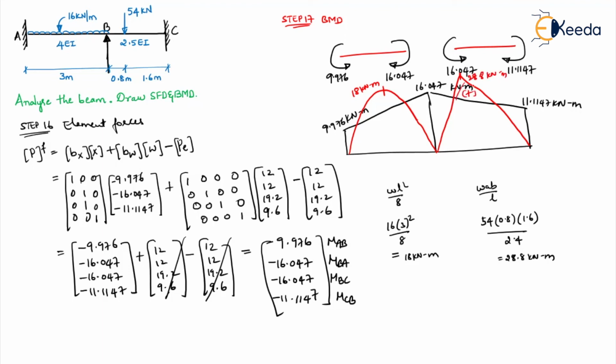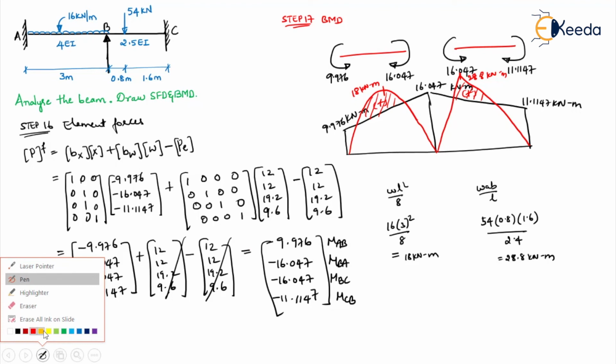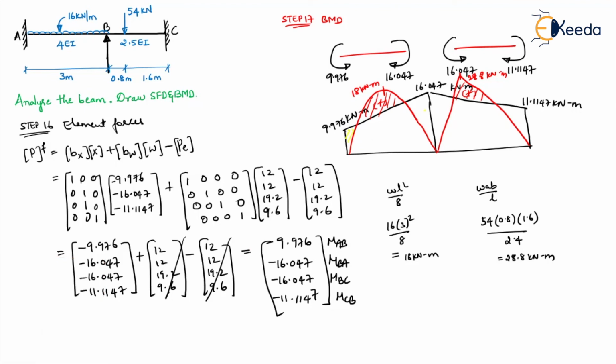So this is a positive portion, right? And here this will be a negative portion. This is a negative portion. So this is your bending moment diagram. The same way, now you should also draw the shear force diagram, for which you have to find the reactions. Okay, now let's do the SFD.